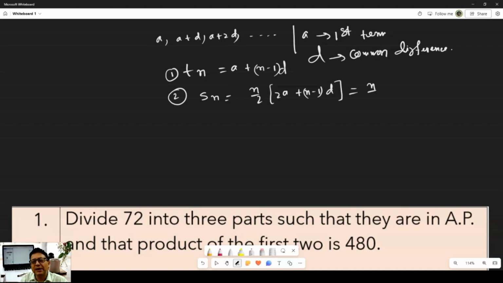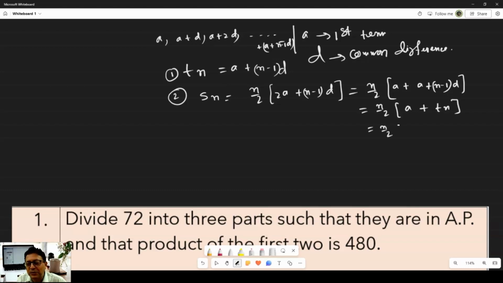This we can also write as n by 2 into a plus a plus n minus 1 into d. This is nothing but a plus Tn. Tn is what? Nth term. Nth term is the last term. What is the last term of this progression? a plus n minus 1 into d. Isn't it? So a is the first term. You can write n by 2 into T1 plus Tn. So sum of n terms can also be expressed in this form.